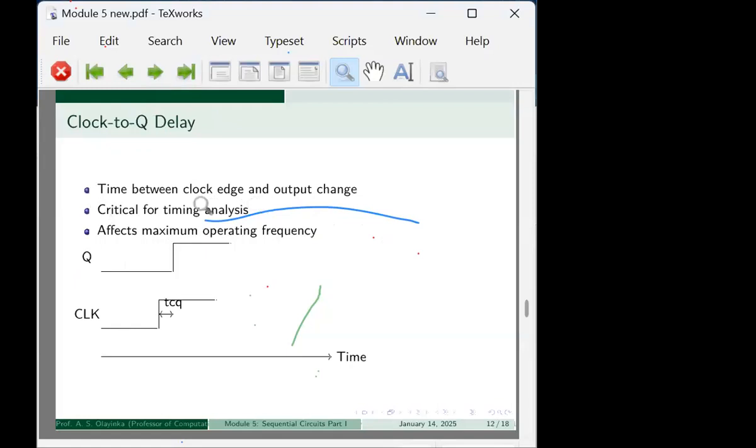And we also have the time between the clock edge and the output. So you can also look at how all these affect the critical timing for your analysis. It can also be extended to how the operating frequency is also affected by all these parameters.